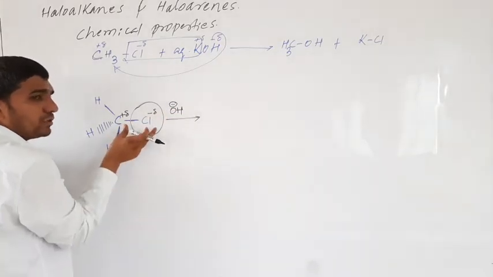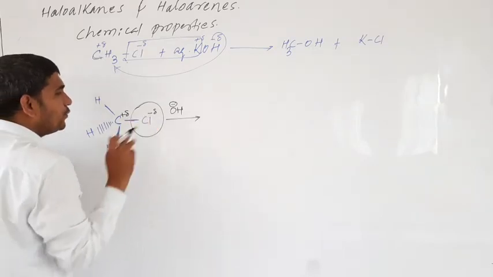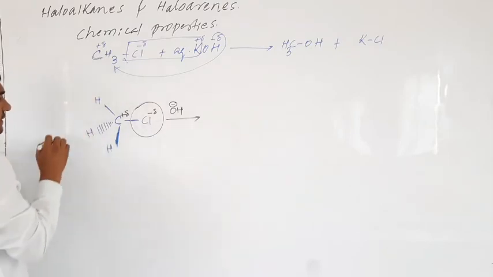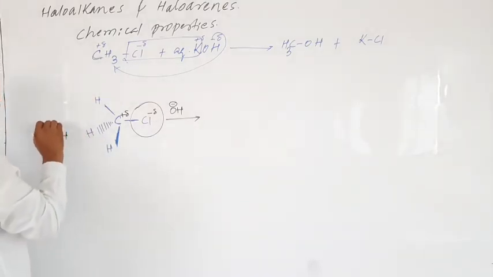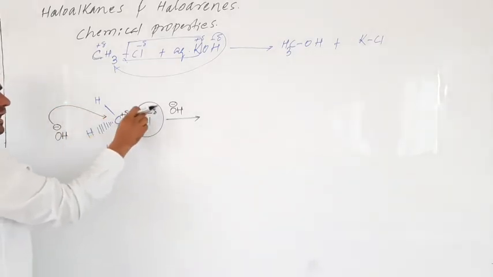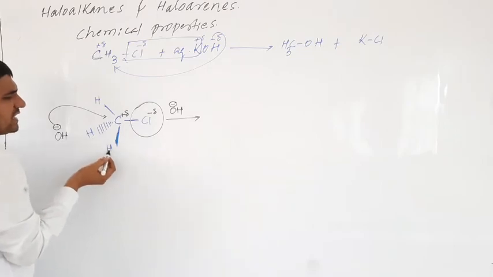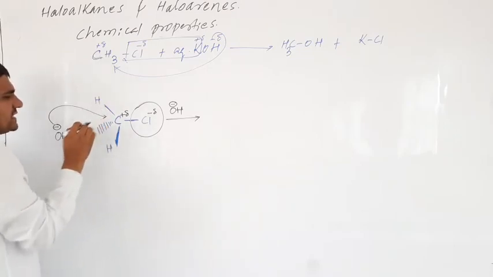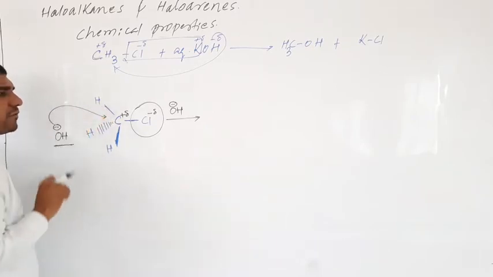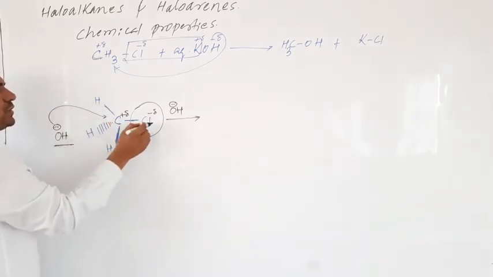And one more thing is bulkiness. Due to that, there is no approach of OH minus. That's why this nucleophile OH minus approaches from the side exactly opposite to the halogen, because hydrogens are very small in size. There is space available for the OH minus to attack this carbon from the backside, or from the side opposite to the halogen atom.